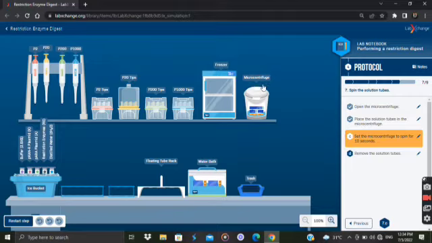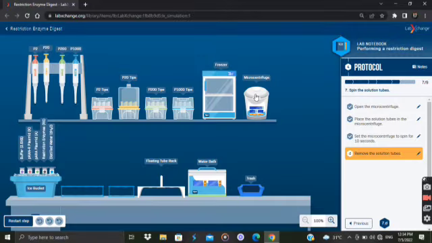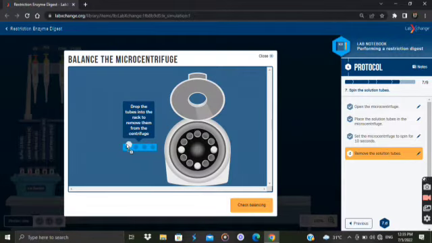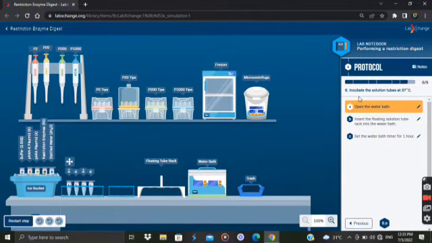Okay, now we are going to close the microcentrifuge and set the microcentrifuge to spin for 10 seconds. Start. And remove the solution tubes. We're going to open the microcentrifuge and remove the solution tubes from the microcentrifuge. Close, and we are going to close this. Then we are going to incubate the solution tubes at 37 degrees Celsius.